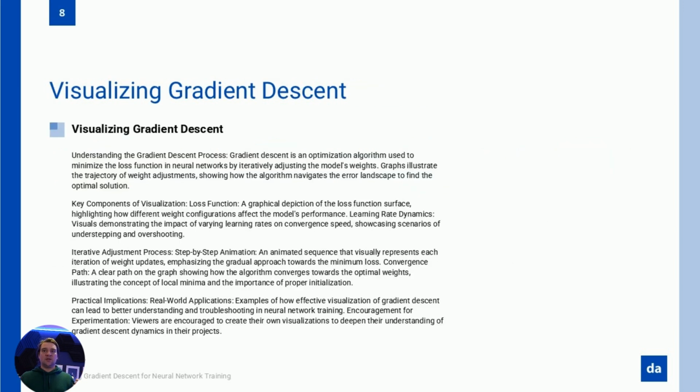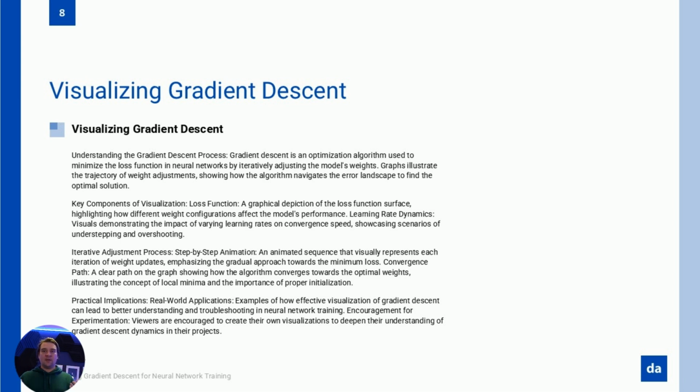All right, we've talked about the theory and the process of gradient descent, but let's be honest. Sometimes words aren't enough. To truly understand how gradient descent works, we need to see it in action. Visualizations can bring this entire process to life, helping us grasp how the algorithm navigates the loss landscape and converges on the optimal solution. Let's break it down.